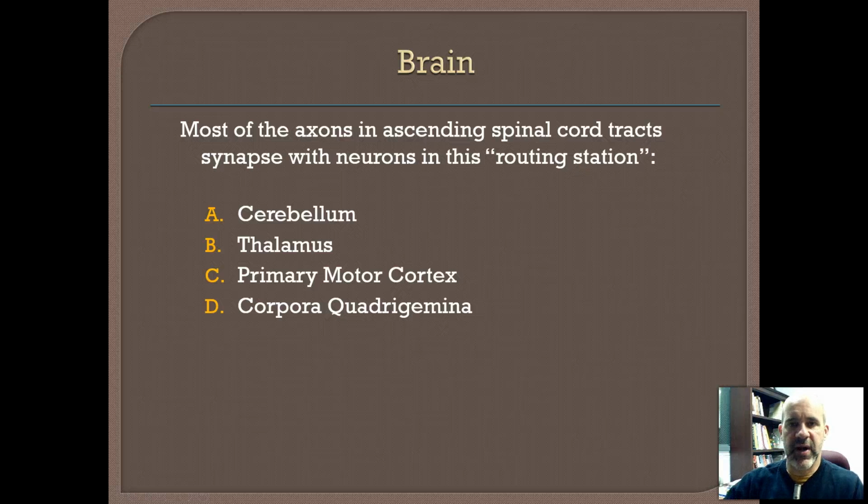So you've got axons that are traveling up through the spinal cord, they enter the brain, and then you've got a part of the brain that receives those impulses, and then the neurons there make decisions about where up here in your cortex information needs to go so that the brain can make proper decisions. And so hopefully you're thinking routing station, thalamus. The thalamus is the part of the brain involved with a lot of that.